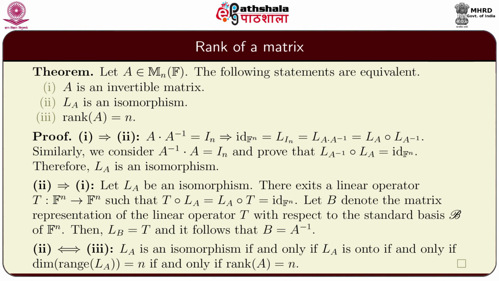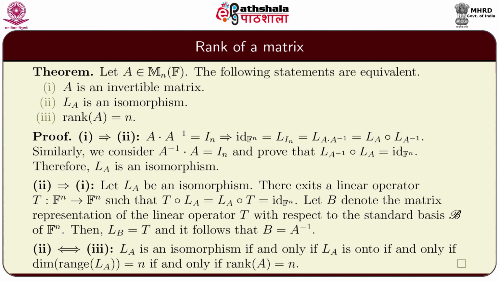Well, that can be seen easily because T is LB and therefore LB circle LA is LA circle LB is equal to identity of Fn, and therefore L of A composition B and L of B composition A, they match, and that is L of the identity matrix, and therefore A circle B is equal to B circle A is equal to IN, which shows that B must be equal to A inverse.